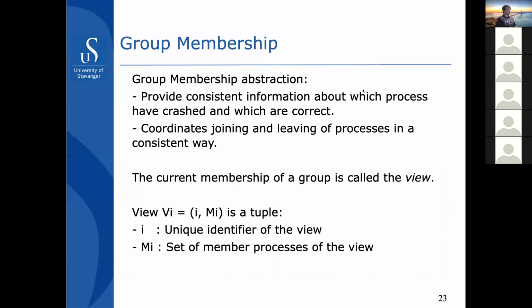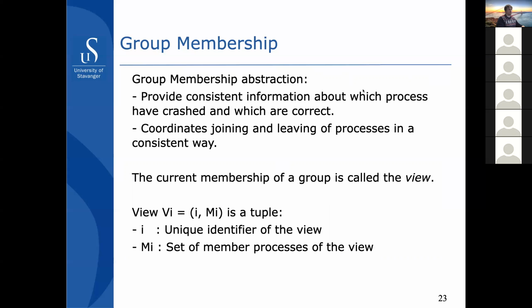So the group membership abstraction provides a consistent way, or consistent information, about which processes have crashed and which are correct, and it also has an abstraction for coordinating the joining and leaving of the system for processes. Sometimes in the literature we can find something like a graceful exit. Anyway, it has the membership of a group.